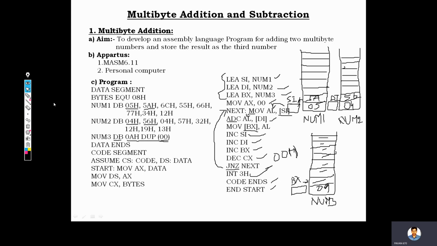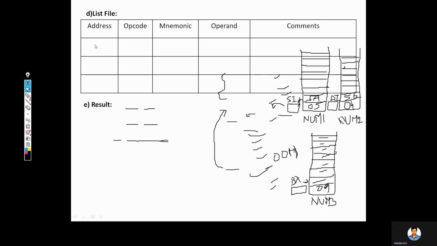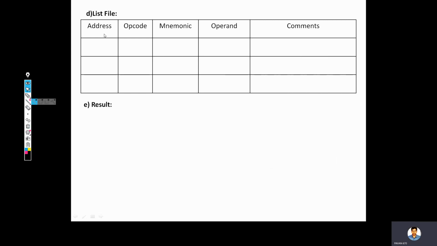After all these things are completed, like shown here, we need to create a list file, and we need to specify these contents: address, opcode, mnemonic, operands, and the respective comments regarding that program. And finally, we need to provide the result file, what we have obtained by doing this experiment.